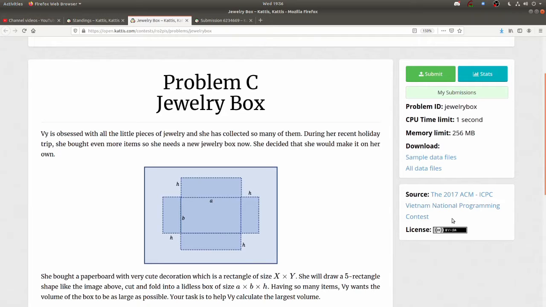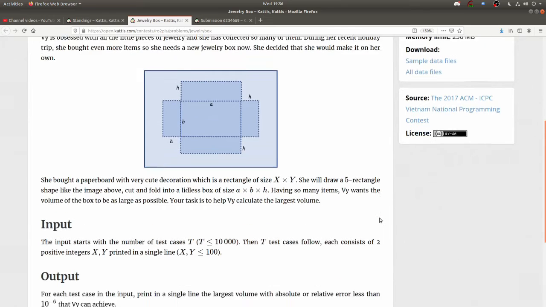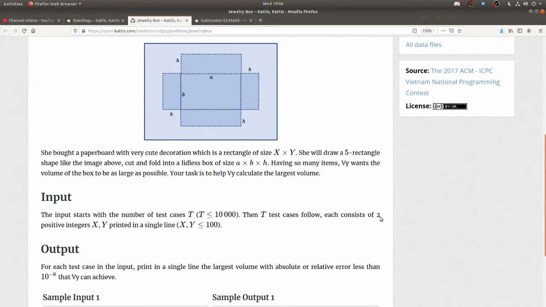Hi, I'd like to talk about the problem jewelry box that we did recently. So this was an optimization problem. In this problem, you were given a rectangle with a length x and a height y, and you were being asked to cut out four square-shaped corners of area h times h.